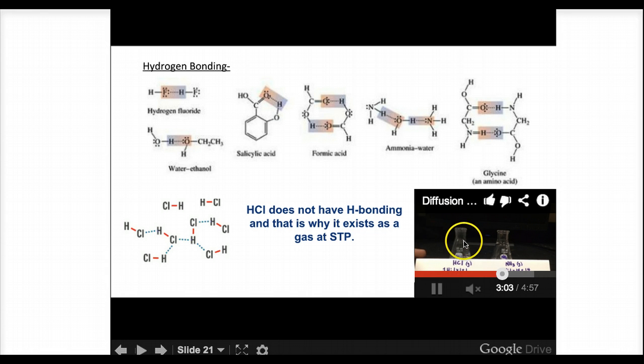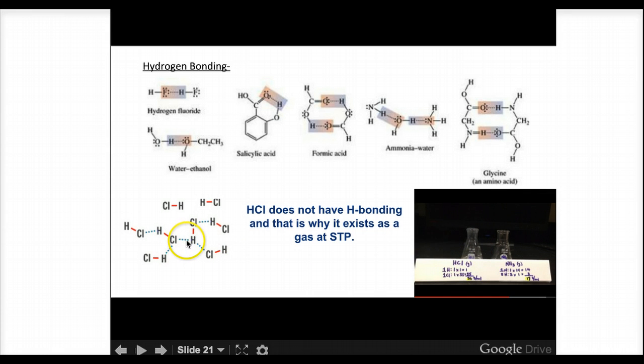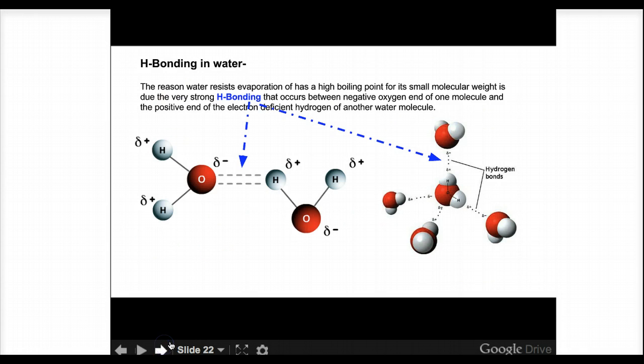the white smoke, of course, is the ammonium ion with the ammonium chloride, but the gas coming out of the hydrochloric acid results because this is not hydrogen bonding. This is dipole-dipole forces. It's not as strong because chlorine, although very electronegative, is too big and kind of engulfs the proton, so to speak, and doesn't make it as electron deficient as we would expect. So H bonding in water, of course, is the reason why water resists evaporation.